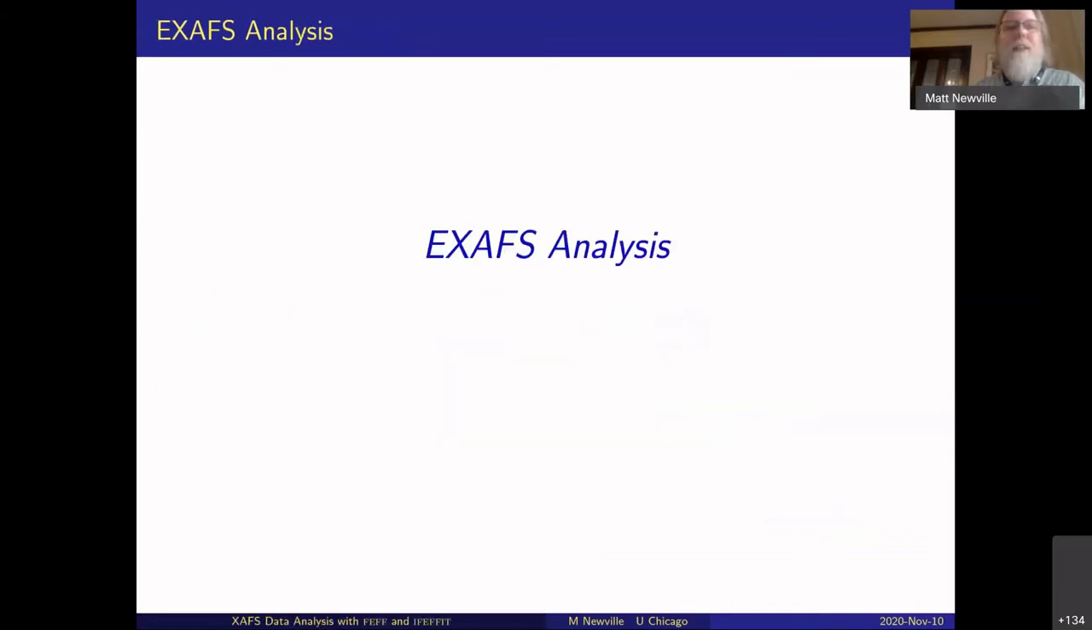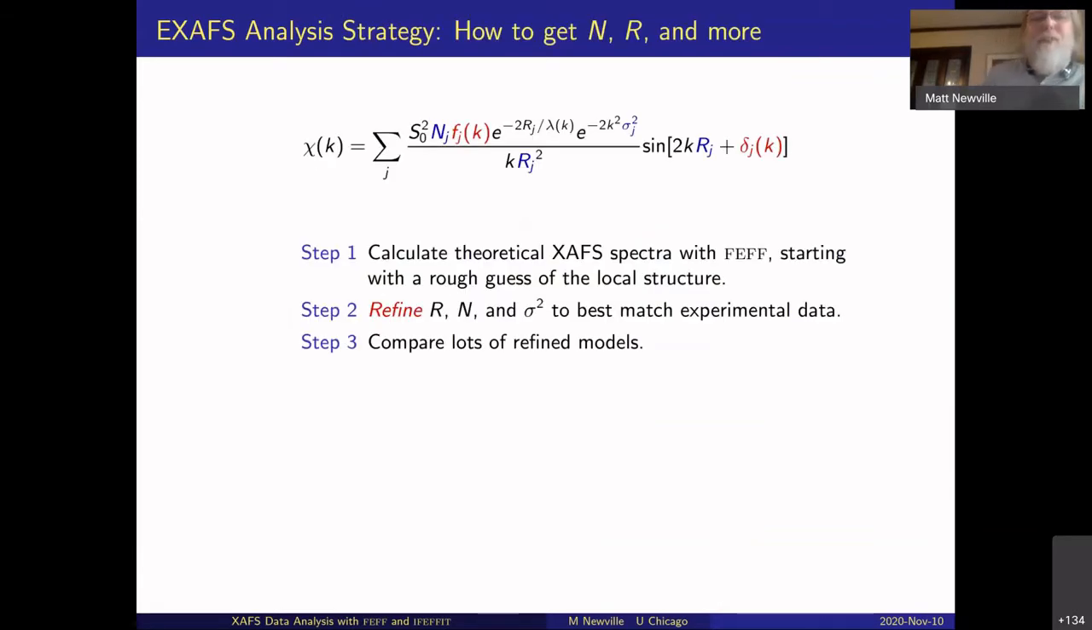Okay, so let's talk a little bit about XAFS analysis. Or let's talk a lot about XAFS analysis. Okay, so how do we do that? How do we get R, N, and sigma squared from our data and F and delta? Well, actually, how do we get F and delta? So first we calculate XAFS spectra with FEFF, starting with a candidate local structure. Often we have a good idea of what the structure could be or will be. And it doesn't need to be perfect, and then we will refine our values for near neighbor distance and coordination numbers. And then we'll compare lots of refined models and decide which ones are best.